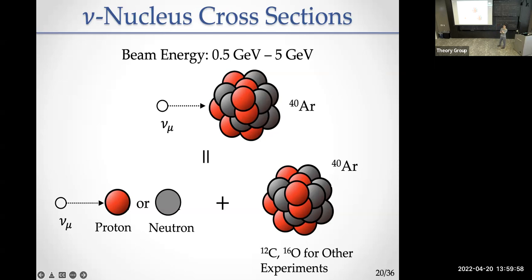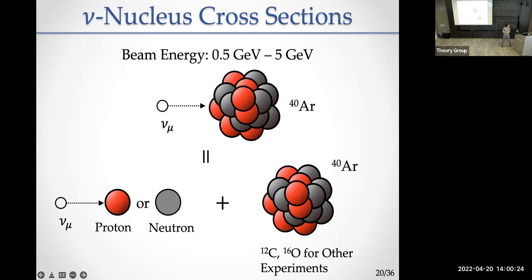So first, we can compute just how the neutrino interacts with a free, at-rest proton or neutron. I call that the primary vertex. And then we want to modify this vertex and take into account the fact that it's sitting in the nucleus environment. So for instance, the struck proton or neutron is not at rest, but rather it has a Fermi momentum, it's bound inside the nucleus.